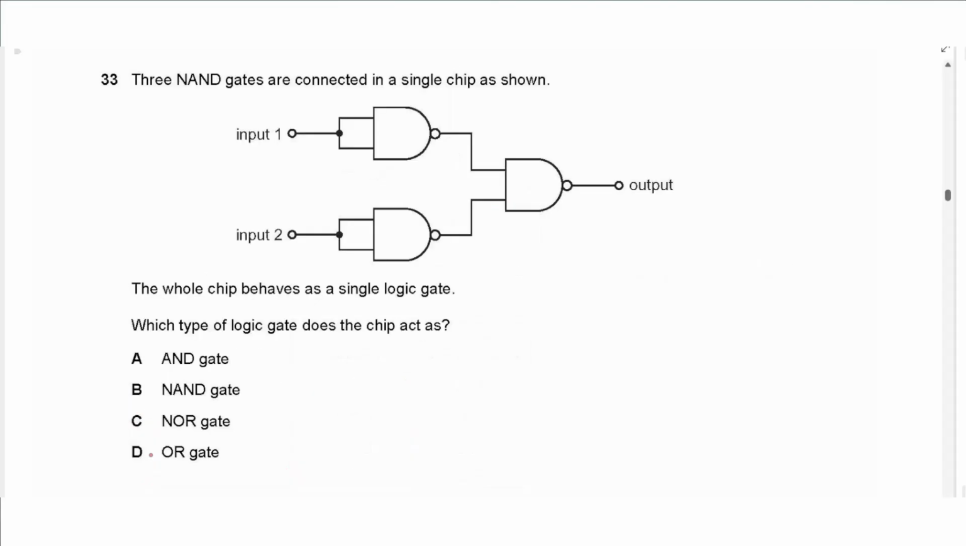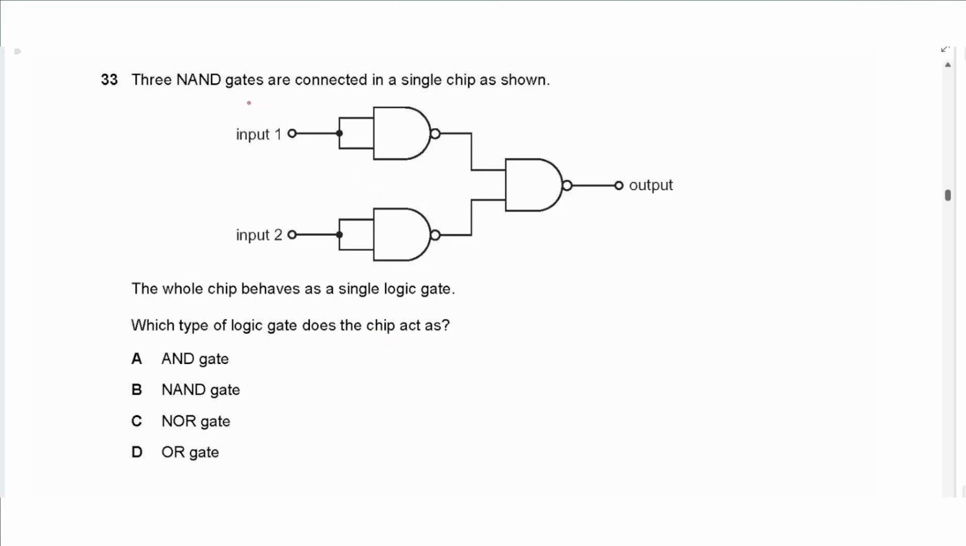Question 33 is about logic gates, so you can skip this for the new syllabus. It says 3 NAND gates are connected in a single chip as shown. The whole chip behaves as a single logic gate. Which type of logic gate does the chip act as? So we need to try the inputs and the outputs.